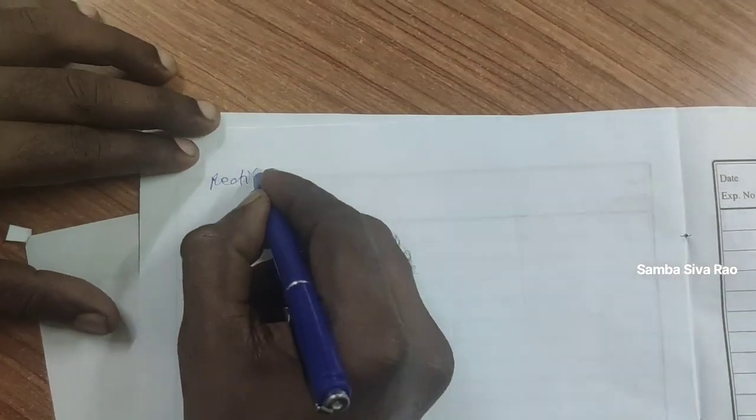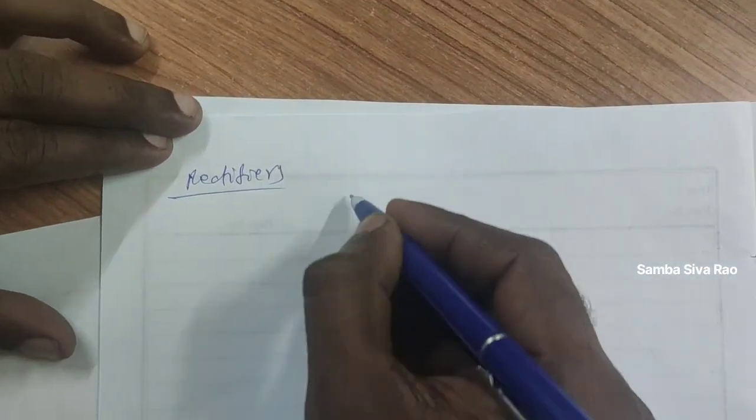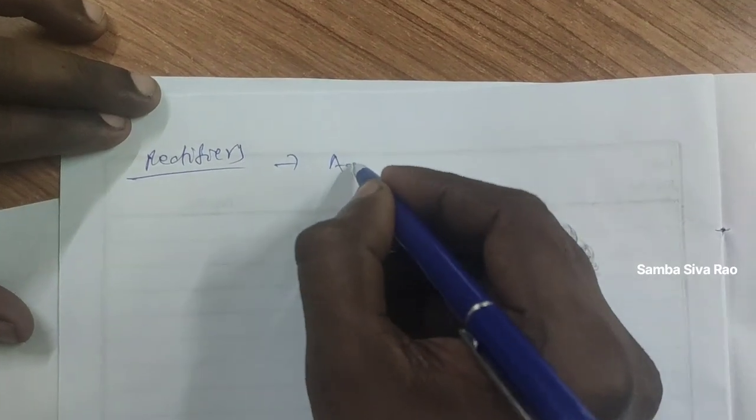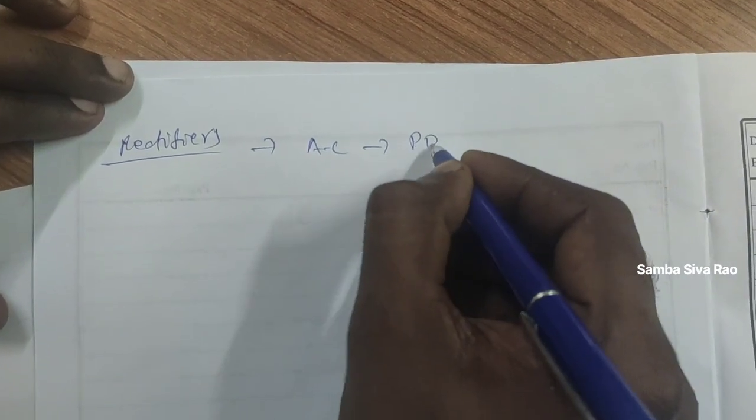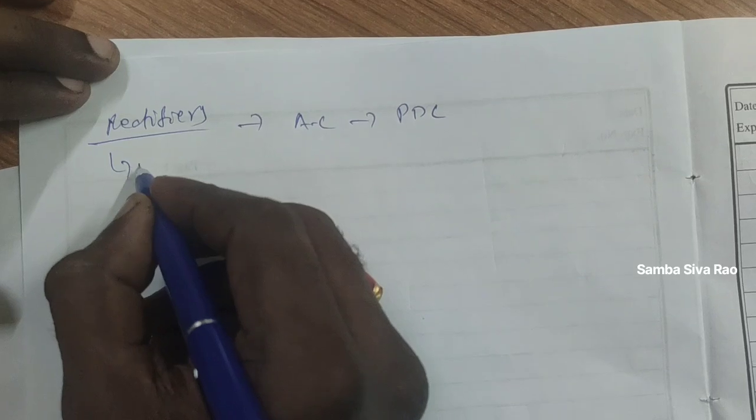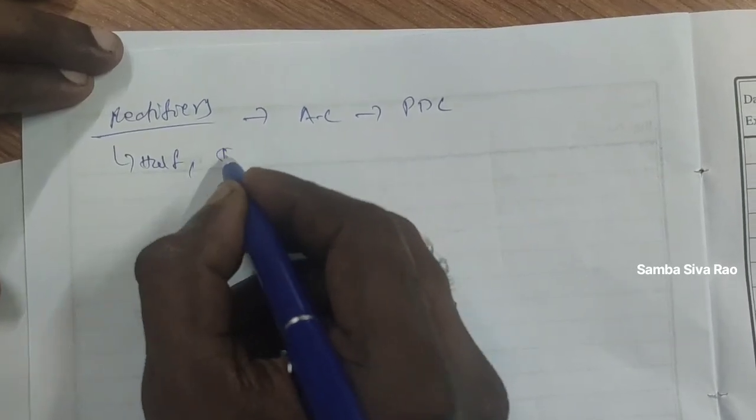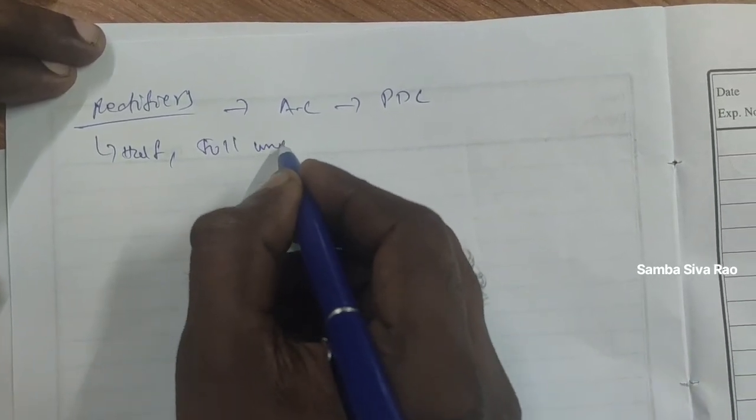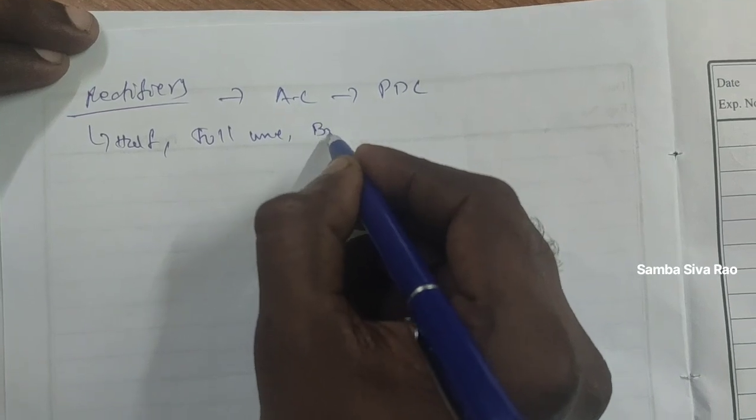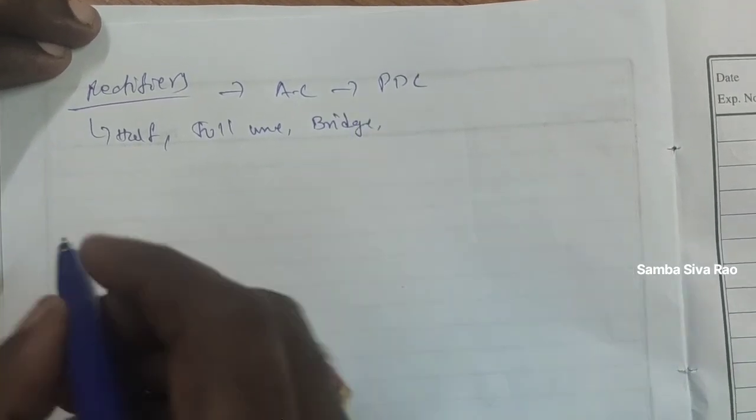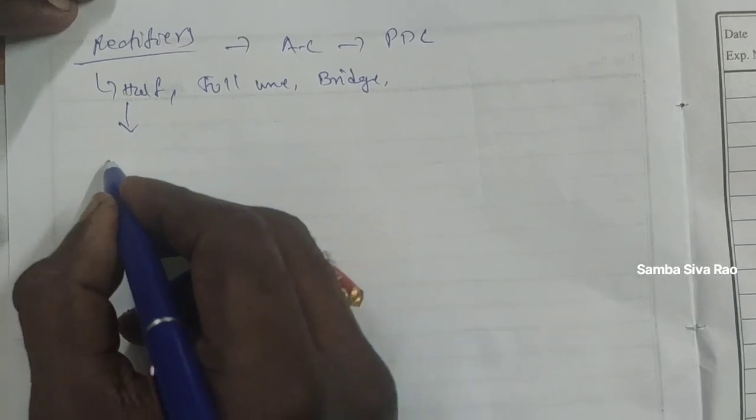Now move on to rectifiers. Rectifiers are used to convert AC to pulsating DC. We have two types of rectifiers: half wave and full wave rectifier. Again we have the bridge rectifier. Let us move on to the half wave rectifier.